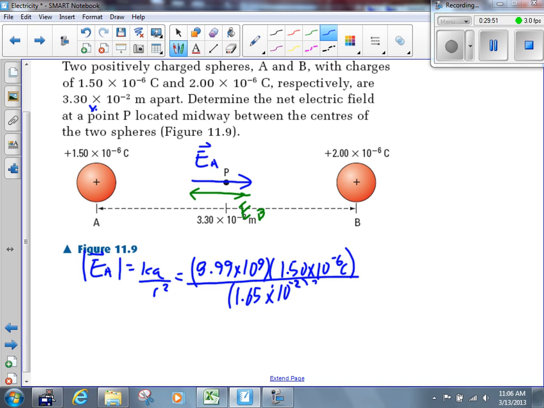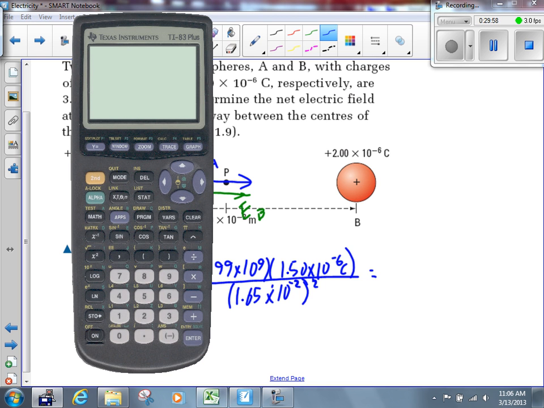And then, of course, we can't forget to square that. The most common mistake that people make here, forgetting to square that. Does anybody have that value?